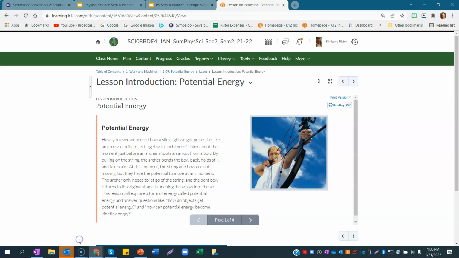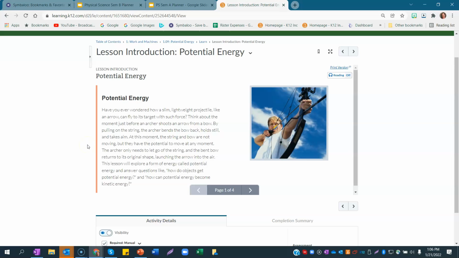As we jump in, sorry, my screen wouldn't pop up. We're talking about potential energy today. Have you ever wondered how a slim, lightweight projectile like an arrow can fly to its target with such force? Think about the moment just before an archer shoots an arrow from a bow.